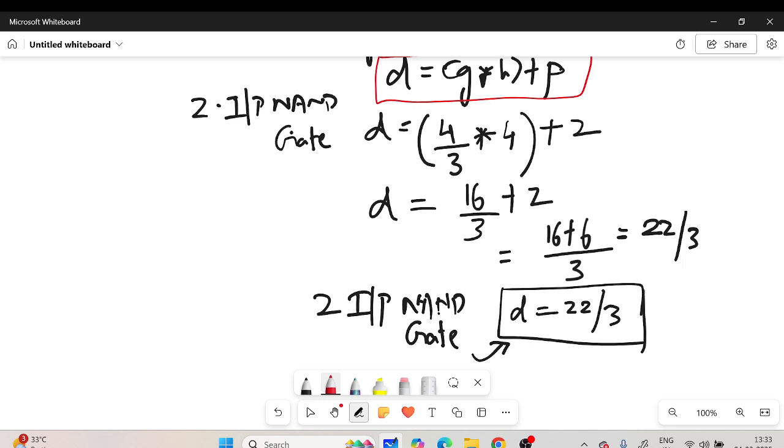So we have seen a simple example by considering a two input NAND gate, and we computed the linear delay model. In the preceding classes, we can also see a few more examples that are related with this kind of linear delay model, right?